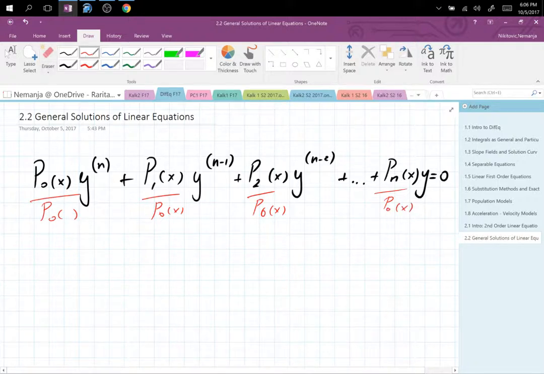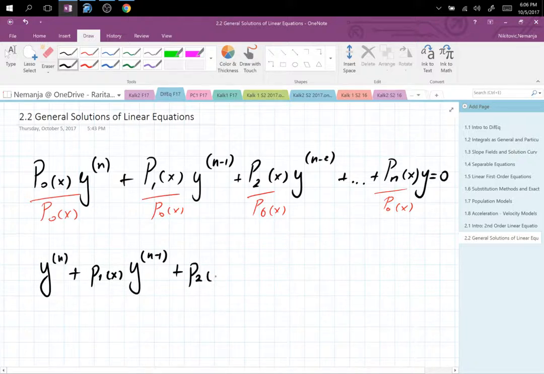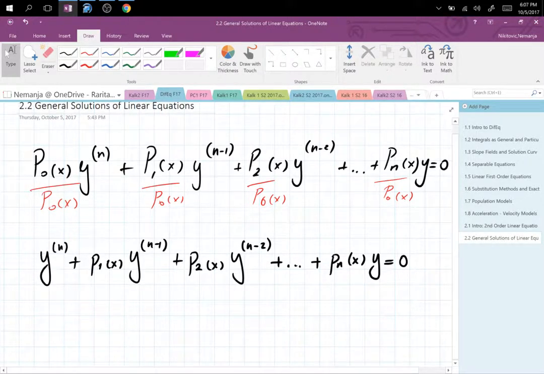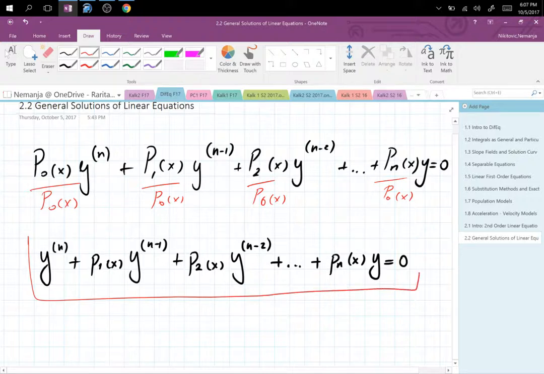And that is going to define the lowercase p, which we are going to use. So now the equation becomes y to the n plus p1 of x, y to the n minus 1. So these are lowercase p's now, plus p2 of x, y to the n minus 2, plus dot, dot, dot, plus pn of x, y equal to 0. So this would be our general form of the equation.